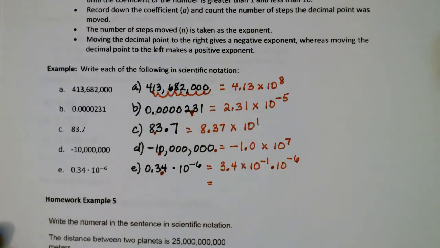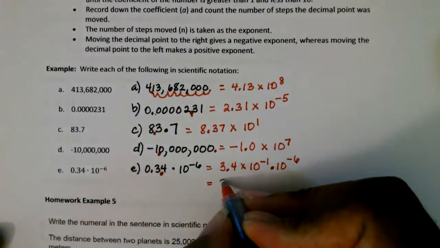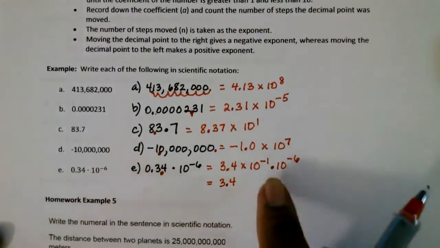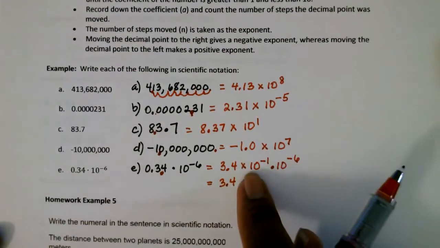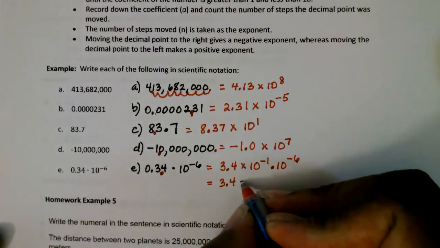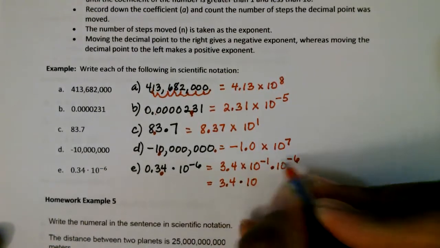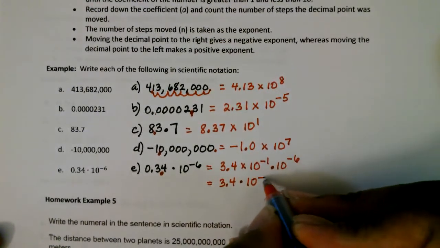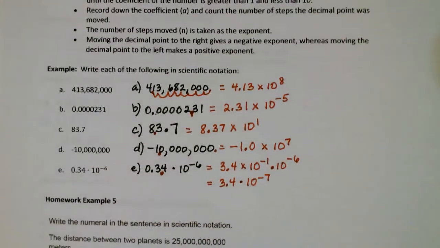Now let's simplify this. I have 3.4. Now I'm multiplying powers of the same base. So I need to add these exponents. So it'll be 3.4 times 10 to the negative 1 plus negative 6. That'd be negative 7. So in scientific notation, I will have 3.4 times 10 to the negative 7 power.